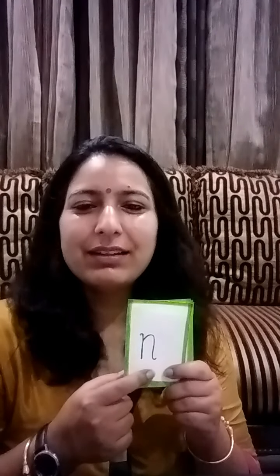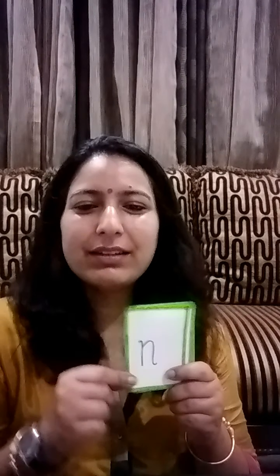M, N, O. Letter O. The mouth becomes round. The shape of the mouth, your lips, they become round. O. Tell this to the child. It becomes a little easy to remember.